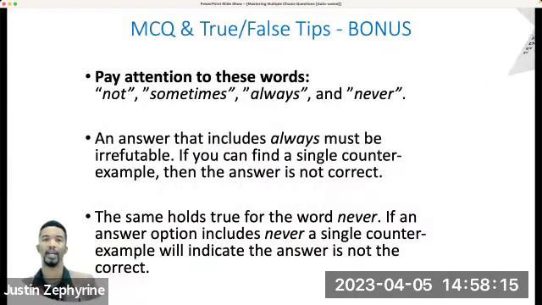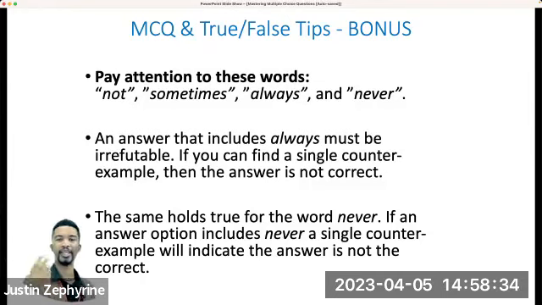So one more tip: these are some words that are also distractors. Sometimes, not always, or never. Those are words that kind of play with your mind a little bit or distract you. So be mindful of them, right?